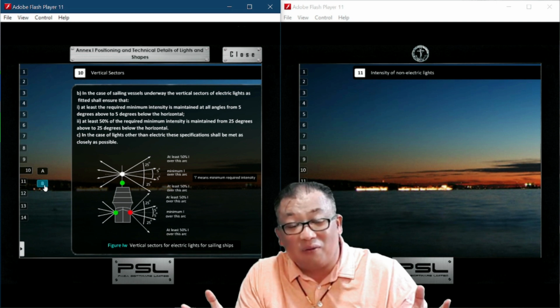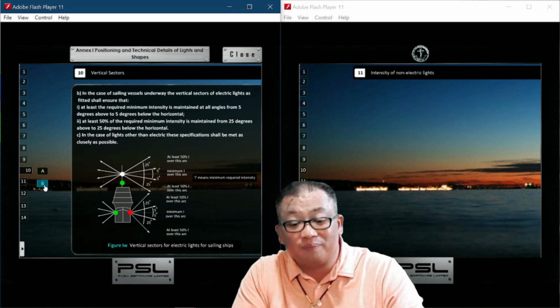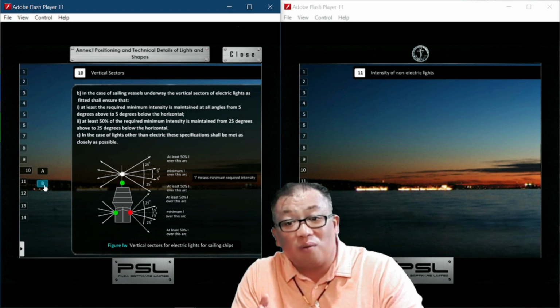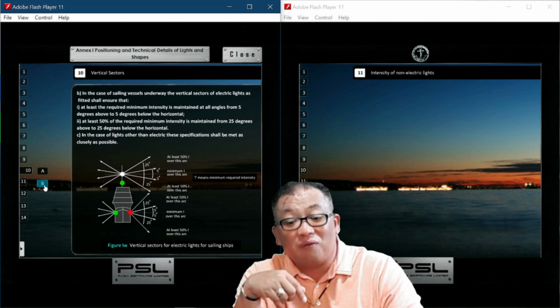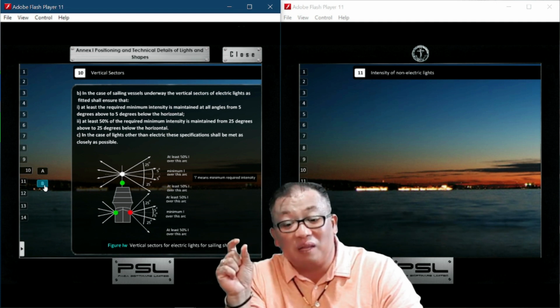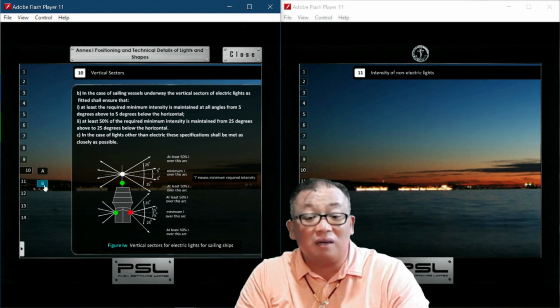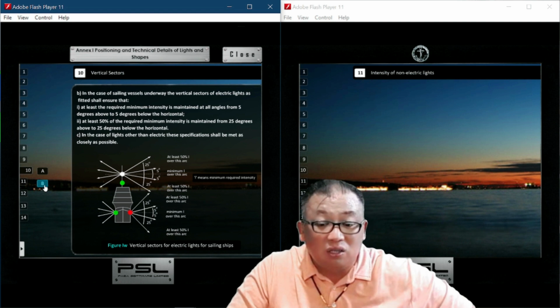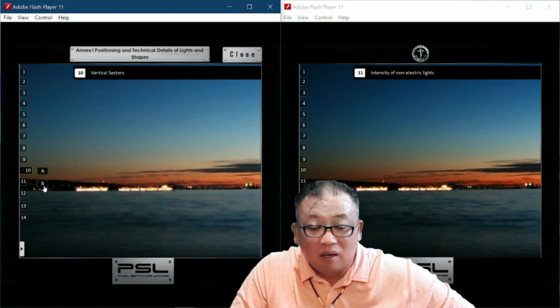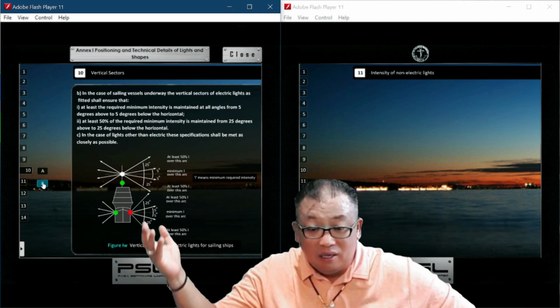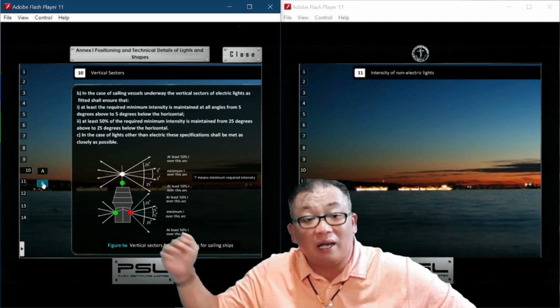Now, this is quite different. Remember, a while ago, we were talking about not a sailing vessel, but any vessel with side lights, all-around lights and masthead light. They talk about 60% intensity at 7.5 degrees. Here, in a sailing vessel, it's only 50% maintained at 25 degrees above and 25 degrees below the horizontal. So this drawing that we show here in this animation, there's a broken light of horizontal lights.